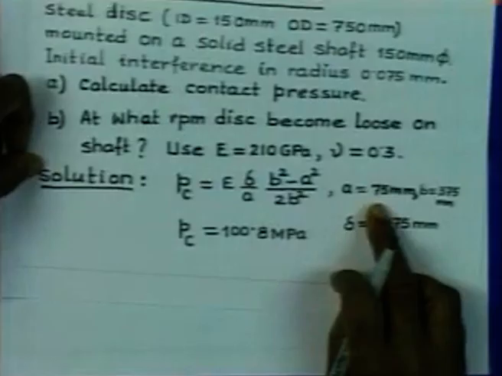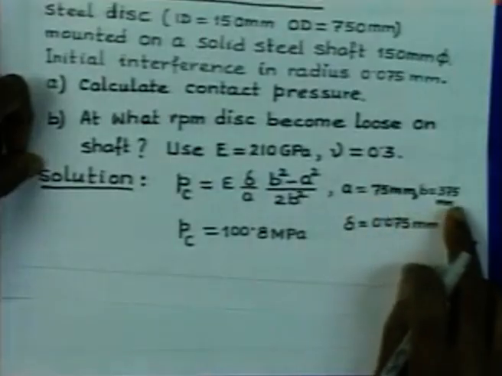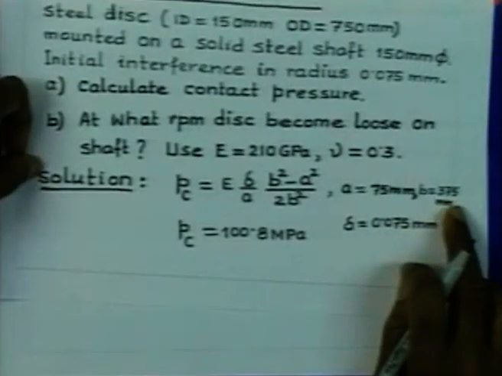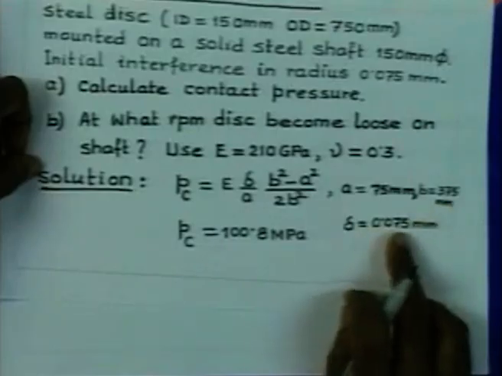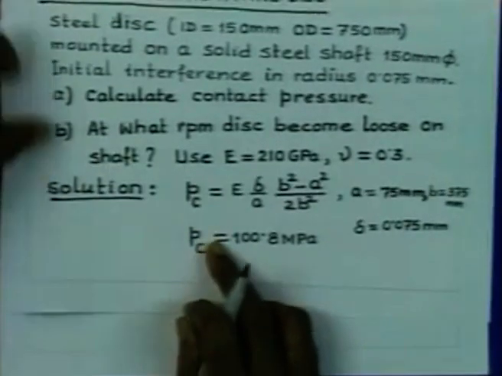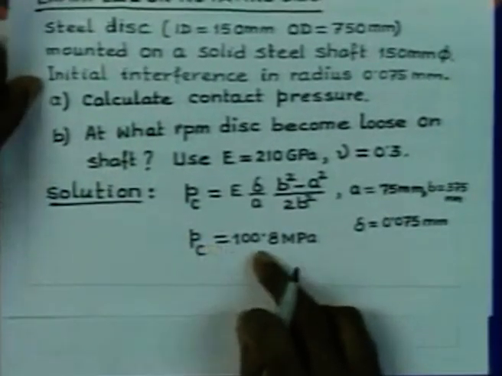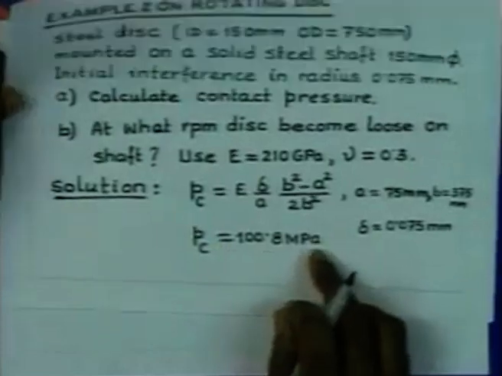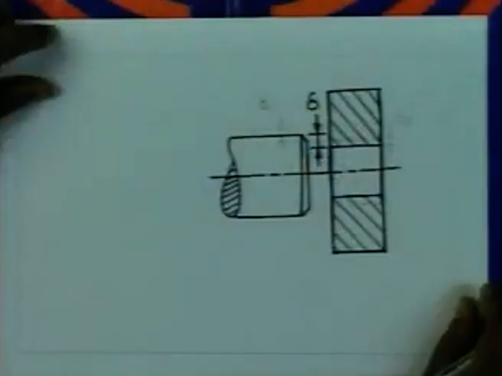A is equal to 75 millimeter, B is equal to 375 millimeter, and delta equal to 0.075 millimeter. So, once you substitute the value, Pc is equal to 100.8 megapascal. Now, we have to find out the speed at which the shaft will become free from the disc, or the disc will become free of the shaft.